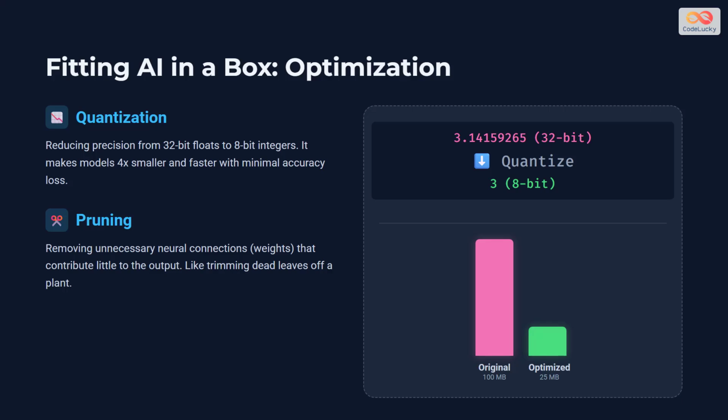Optimization is the magic that makes this possible. We use techniques like quantization, which converts complex 32-bit floating point numbers into simple 8-bit integers. This can reduce a model's size by 4 times with almost no loss in accuracy. We also use pruning, which cuts out neural connections that aren't contributing to the result.